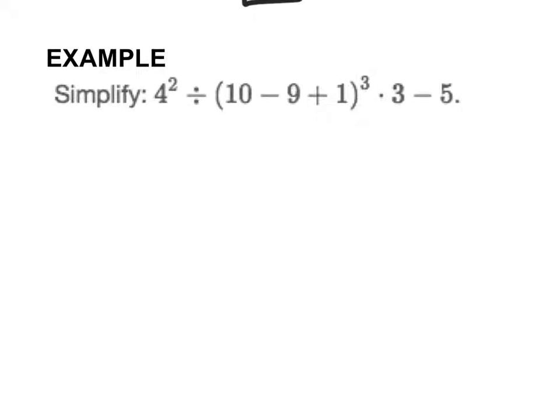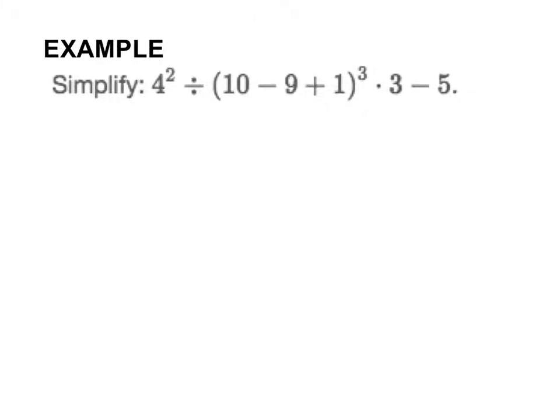All right, the next thing I want to do is this problem here. All right, now we've got quite a bit going on. We've got 4 squared divided by the quantity, 10 minus 9 plus 1 quantity cubed, and then times 3 minus 5. Okay, so this one's kind of tricky. But if we use our order of operations, we'll be okay. So the first thing I want to do is anything inside the parentheses. So I want to do what's inside these parentheses first before I do anything else.